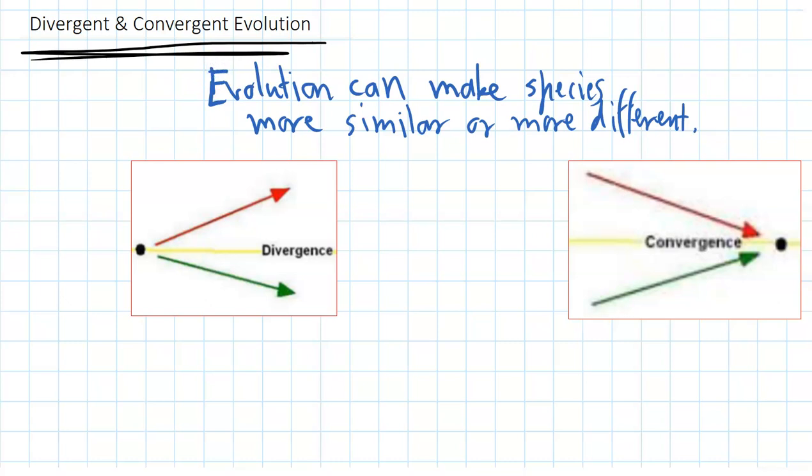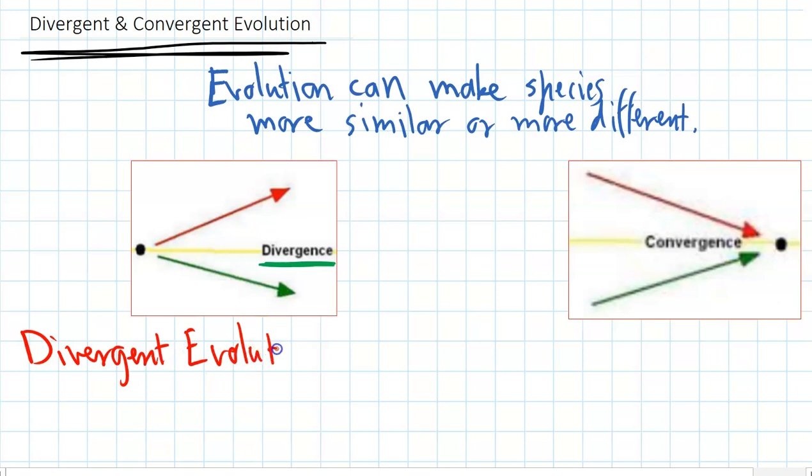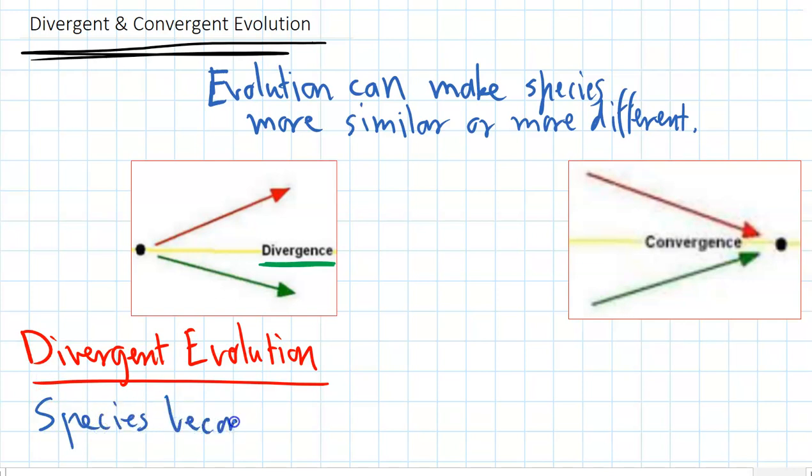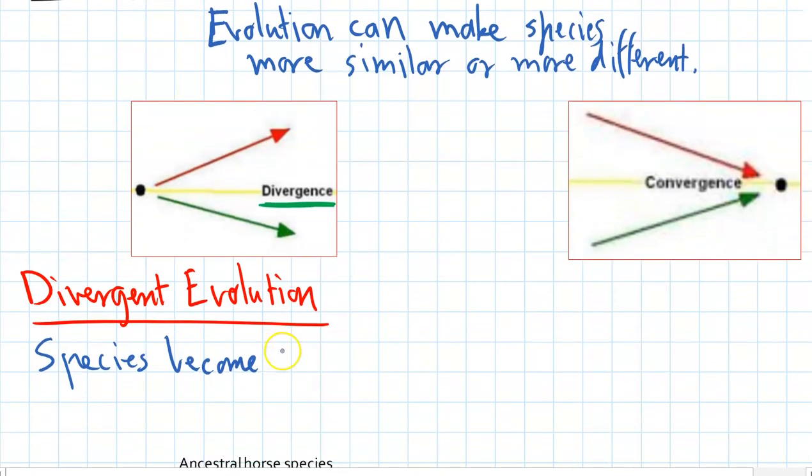So if species start with a common ancestor and then they evolve to become more different, this is called divergent evolution. Which makes sense because the word diverge or divergence means to move away. So in divergent evolution, species evolve to become less alike or more different.